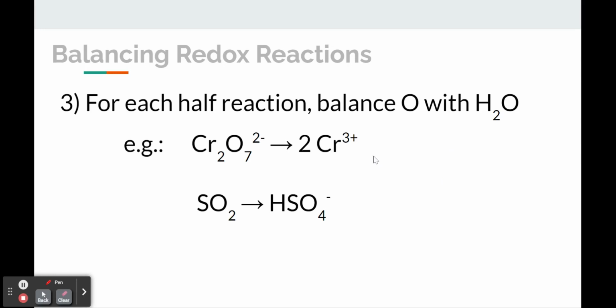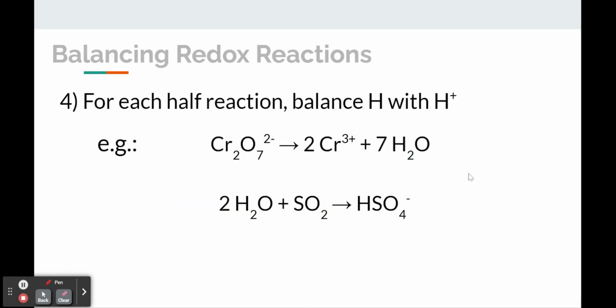Then the next step is, for each half reaction, you're going to balance oxygen by adding enough waters to balance the oxygen. So in the top half reaction, I have 7 oxygen on the left, but I don't have any oxygen on the right. Every water has got an oxygen in it. So if I add 7 waters to the right, I have now balanced my oxygen. Next half reaction. I have 4 oxygens on the right, I have 2 oxygens on the left. I need 2 more oxygens on the left. So I'm going to add 2 waters, and those 2 waters will now balance my oxygen.